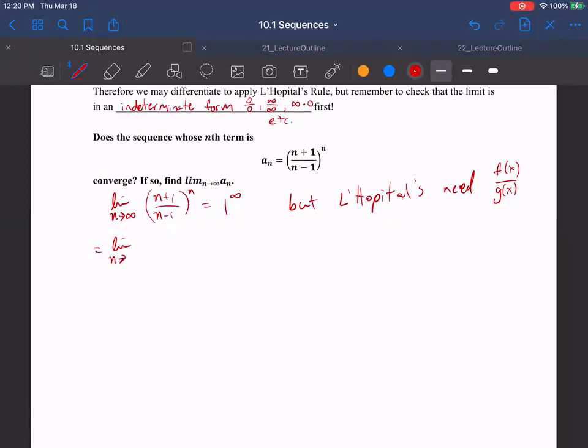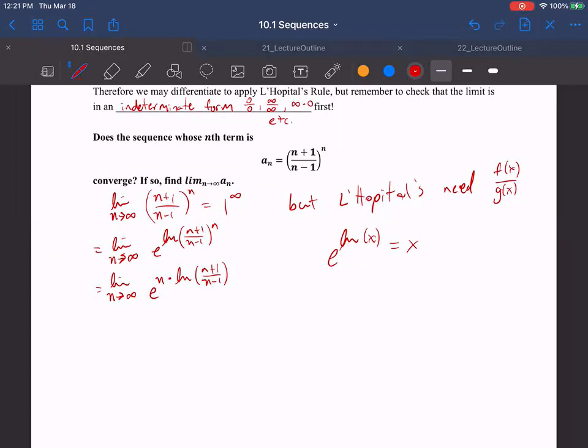So limit as n goes to infinity. We're going to make this e to the ln of (n plus 1 over n minus 1) to the n. Right? We can do that because e to the ln of x is x, right? They undo each other. But what this allows us to do is make this limit as n goes to infinity of e to the n times ln of n plus 1 over n minus 1. See that?